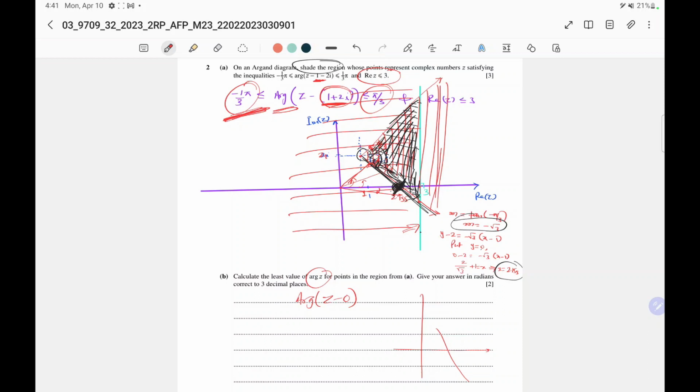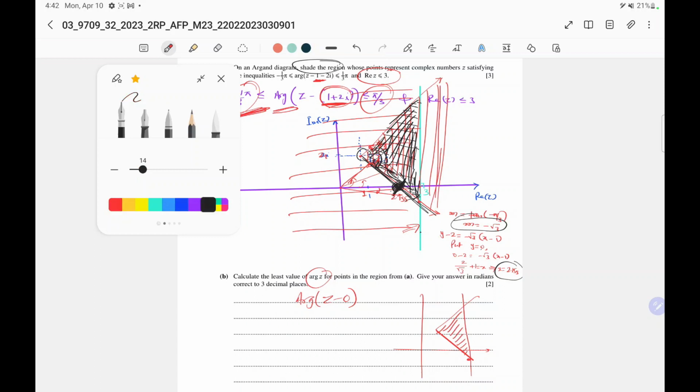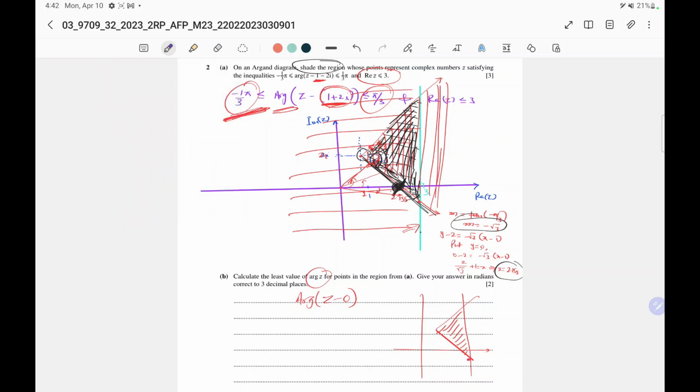So we have this, and this, and this point, and our shaded region is this. We need to find this point because the least argument we can have is only for this point. z can be here also, but z cannot go this side, or down, or this side. So this can be the least argument. So actually we need to find this point.